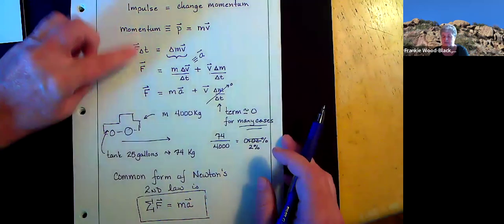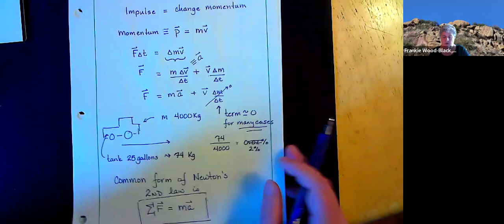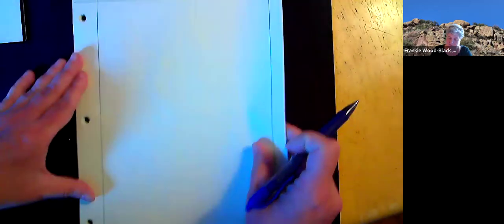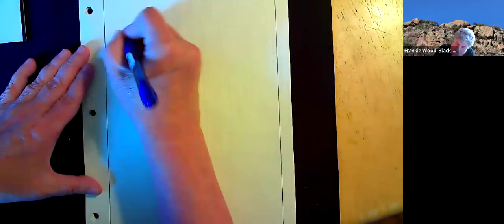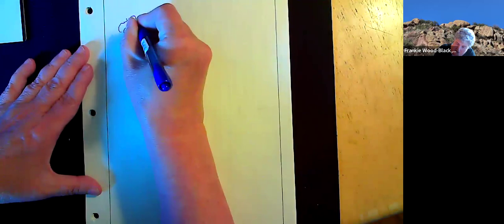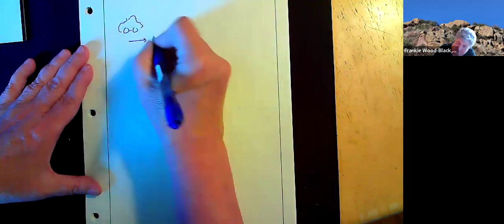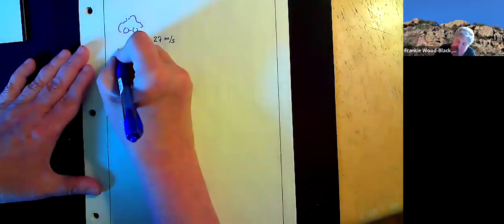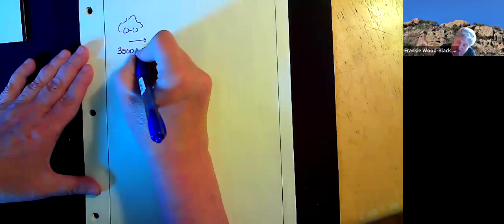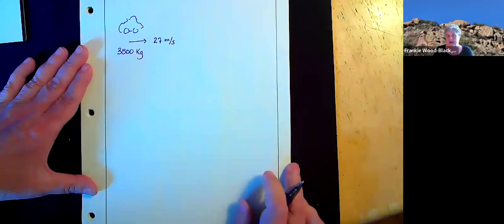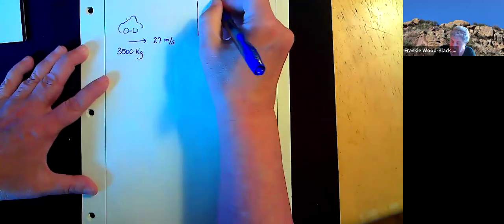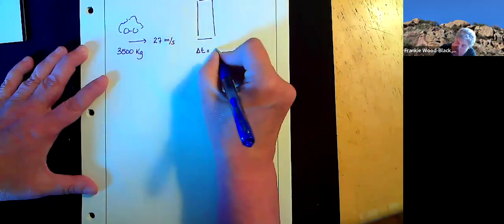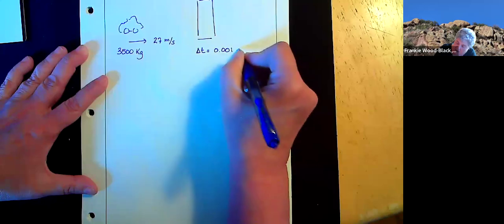But let's look at this part for just one second, because we want to talk about that. So I'm in a car traveling at 60 miles per hour, which is 27 meters per second. And we're going to be nice and say my car has 3,500 kilograms. And we're going to hit our concrete pillar, and my change in time is going to equal 0.001 seconds.